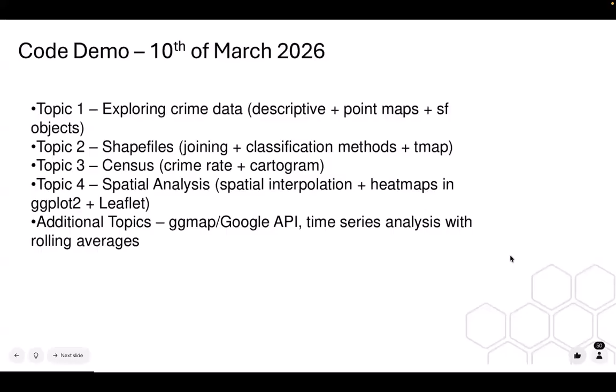And then given how much time we have, and following on from some feedback from previous workshops, we'll be looking briefly at the Google API and how we can make maps using this, and also running some time series analysis with rolling averages, which basically involves exploring more than just 1 month of data.